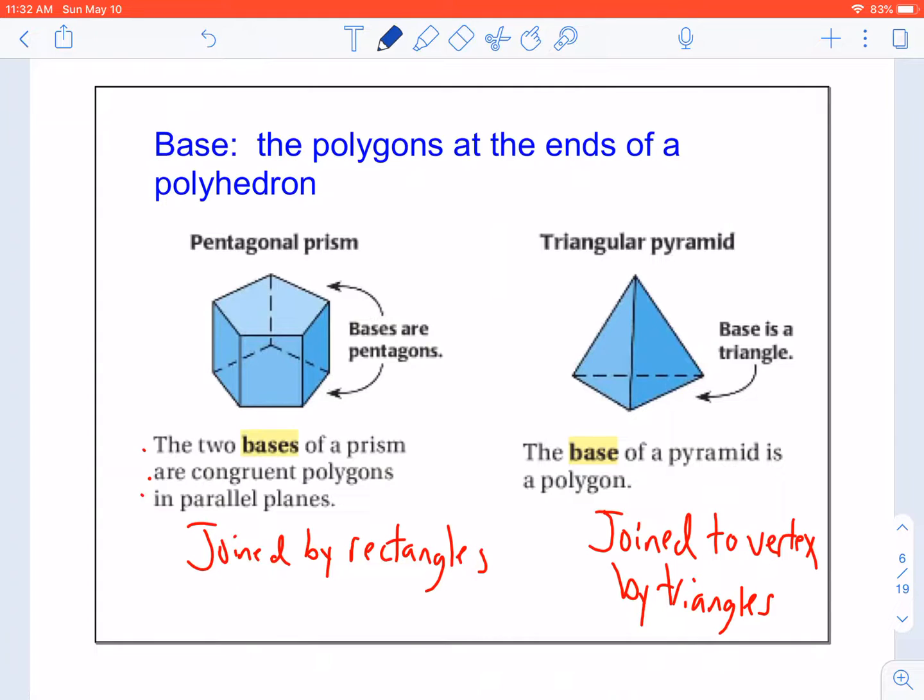Now, as far as the polyhedrons go, your bases are at the ends of your polyhedron. In a prism, they are essentially going to be the 2 non-rectangles. They are going to be 2 polygons that are all joined by rectangles. In a pyramid, you are going to have triangles that join it. There's my triangle on the bottom. Then I have all these triangles coming around. Those 3 all join that bottom part to that top vertex. So here, the base of your pyramid is this triangle that's down there.